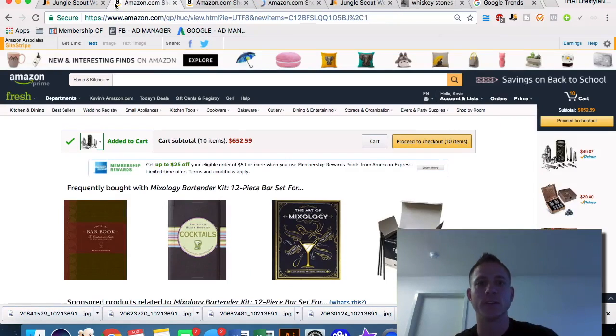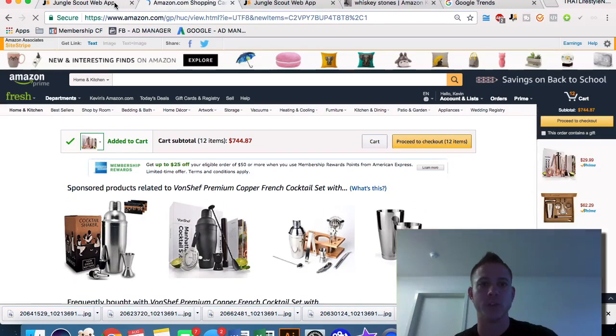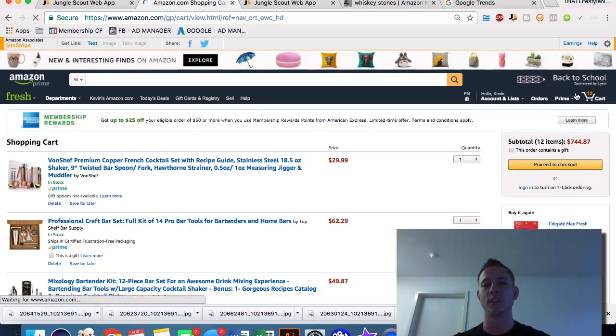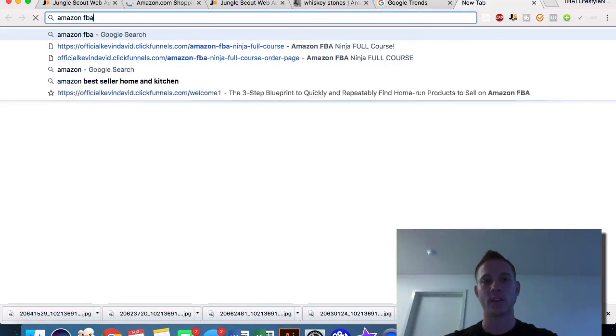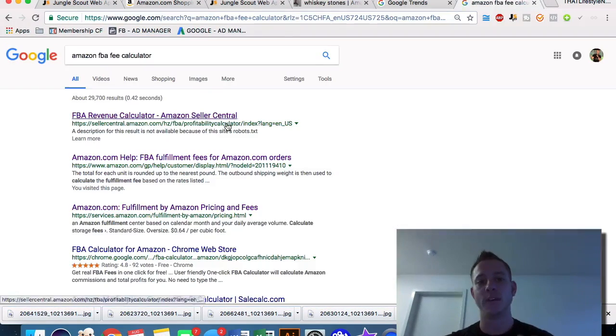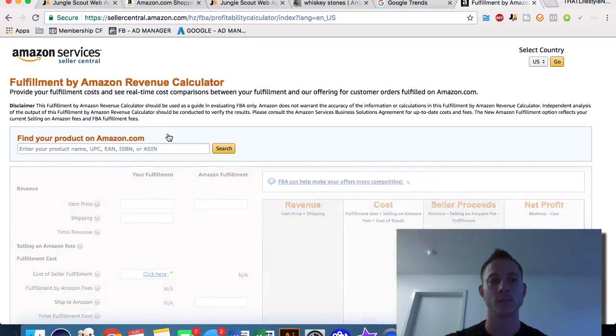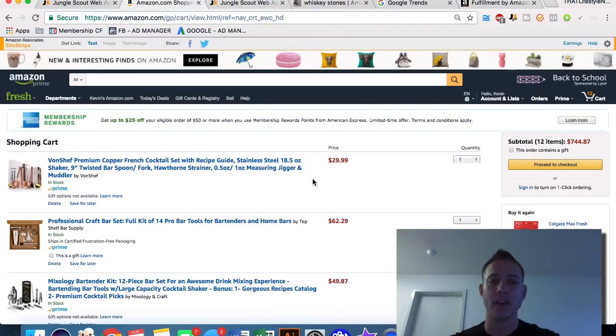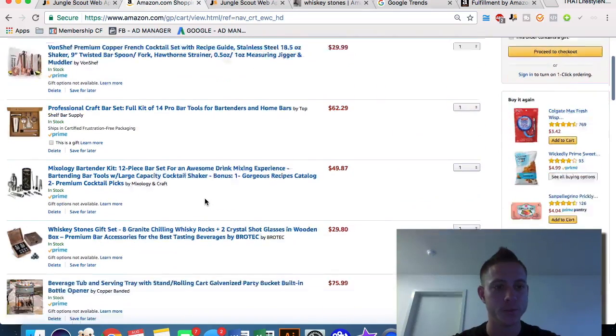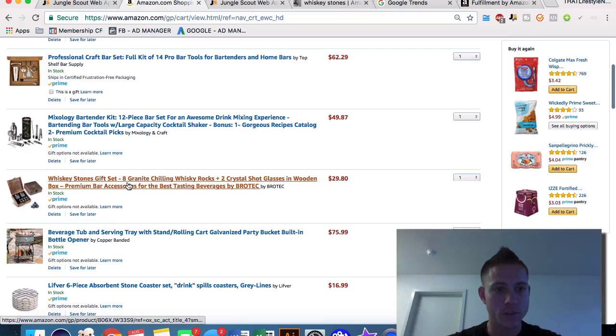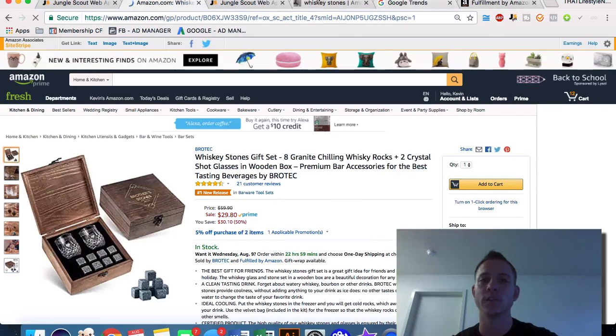So the next thing that we'd do is evaluate our cart. And how we do that is we'd run some initial calculations on profitability. How we would do that is with the Amazon FBA fee calculator. The Amazon FBA fee calculator is a cool little service that Amazon does provide, where you can put any specific ASIN into the fee calculator itself. And I'll give a little preview here.